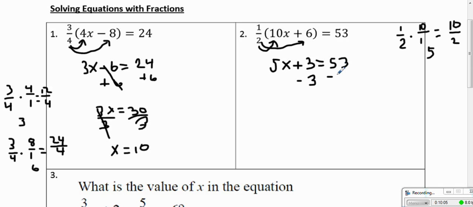You do the opposite of addition, which is subtraction, and then you get 5x. The 5x comes down. The 3's canceled. They equal 0. And 53 minus 3 is 50. Divide by 5. Divide by 5. And the 5's cancel out. X equals 10. And that's it.